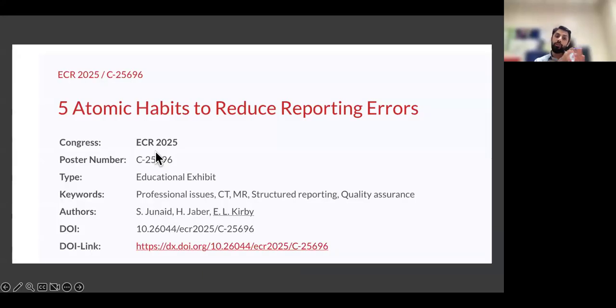So what we're going to be discussing today is something that I've written on. You can look this up as well. I'll essentially be synthesizing that article. If you simply Google 5 atomic habits, it'll show up.